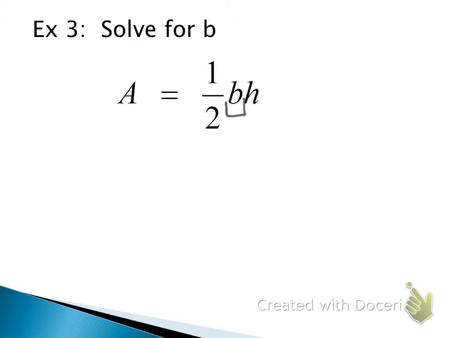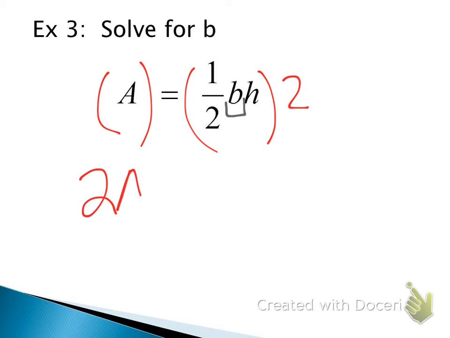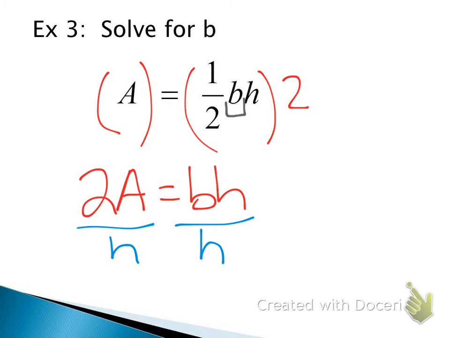Yes? Multiply by 2 on both sides. Okay, get rid of the fraction. Sounds good. So 2a equals bh. Divide by h. Good. I'm going to rewrite it with the b in the front, so b equals 2a over h.